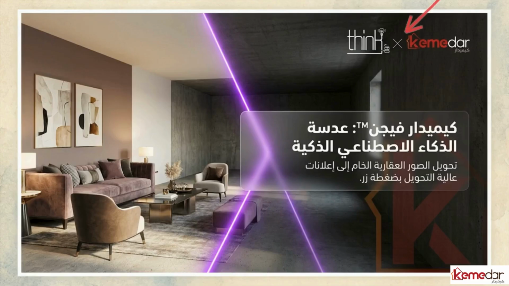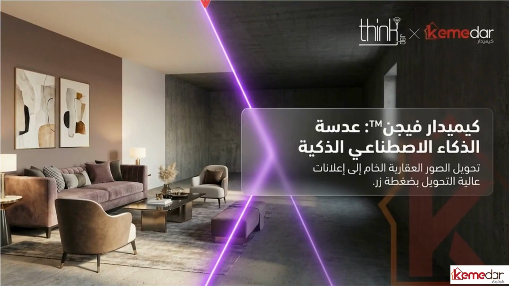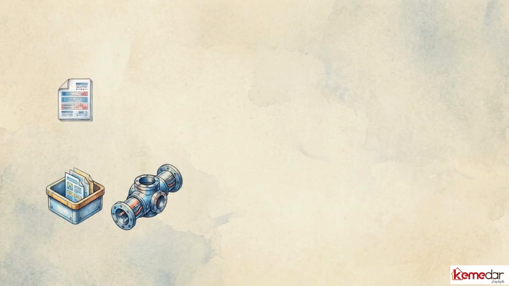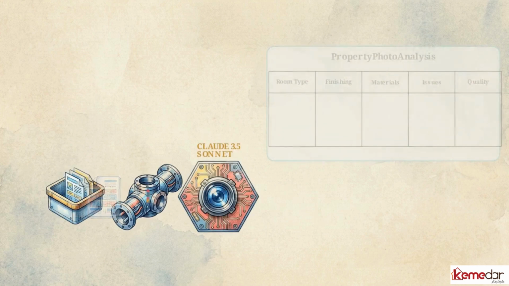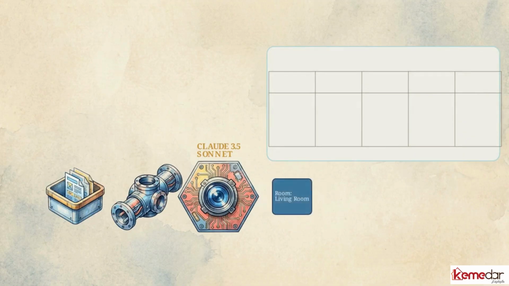A user uploads a photo of an empty, raw concrete space, and the system actively parses its geometry, structure, and potential to generate a structured, finalized output. The engine driving this transition relies on large vision language models, specifically leveraging Claude 3.5 Sonnet to bridge the gap between visual input and database architecture.